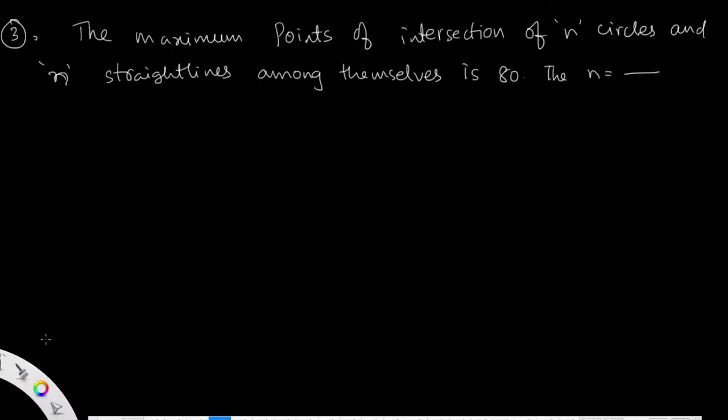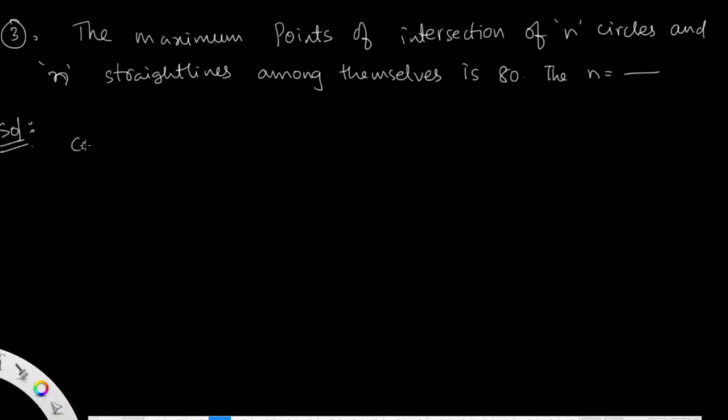The maximum points of intersection of n circles and n straight lines among themselves is 80. The total answer is given as 80. But how many points of intersection do we get from the circles and the straight lines? Then they are asking for what value of n it becomes 80. The approach to this type of question is different. We have to think of different exceptional cases, since the points of intersection can be formed by different cases.